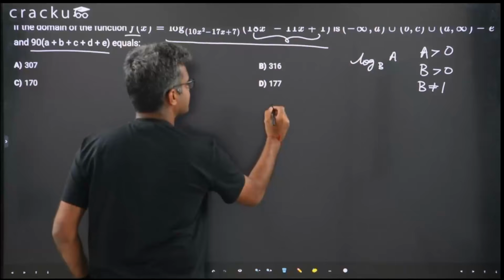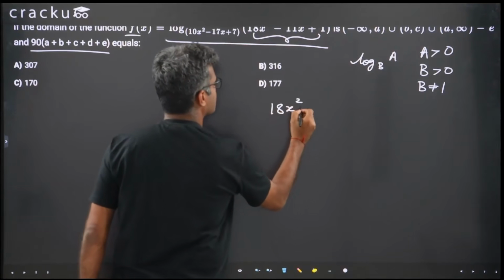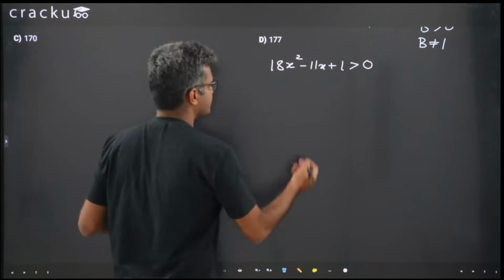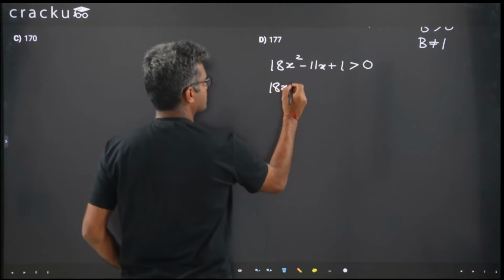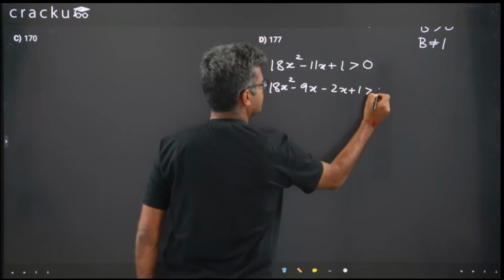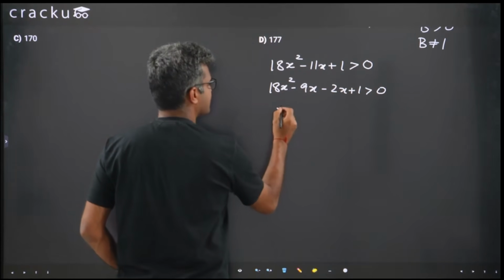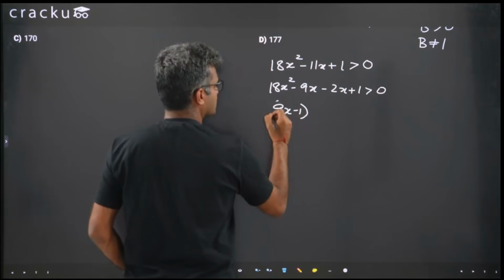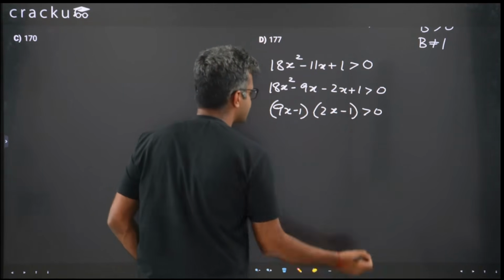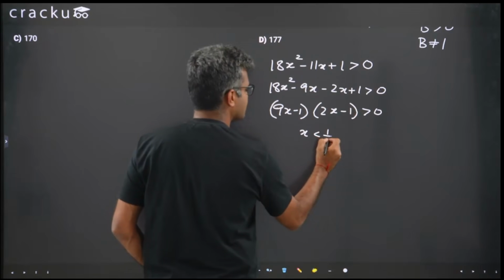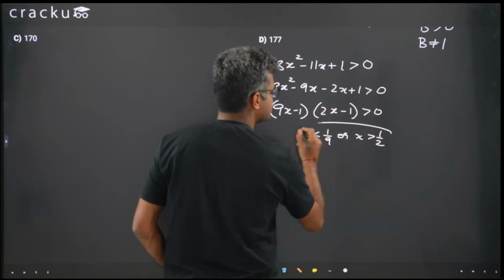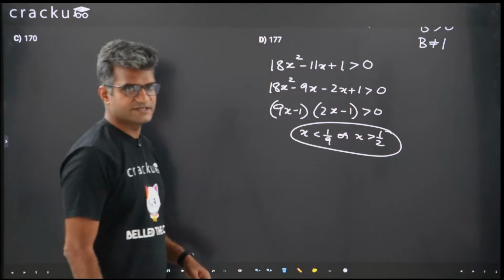So we want 18x square minus 11x plus 1 to be greater than 0. We can factorize this to equal 18x square minus 9x minus 2x plus 1 to be greater than 0. This is 9x minus 1 into 2x minus 1 should be greater than 0. So x has to be either less than 1 by 9 or x has to be greater than 1 by 2. This is the condition for the argument to be greater than 0.